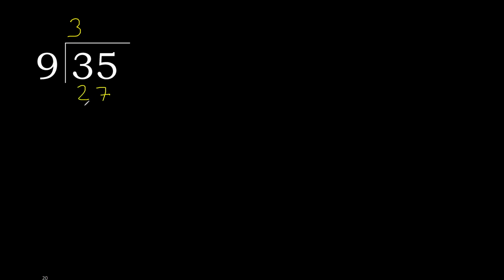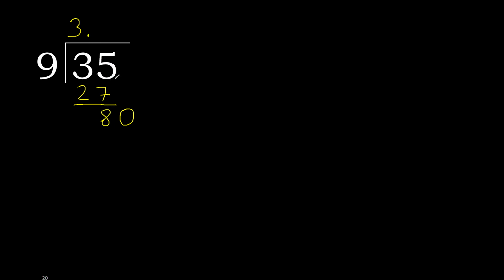27 is not greater. Okay, 35 minus 27 is 8. Next, that is not a number, therefore complete. Always complete with 0 here with a point. 0 point, complete point. Okay, 80.